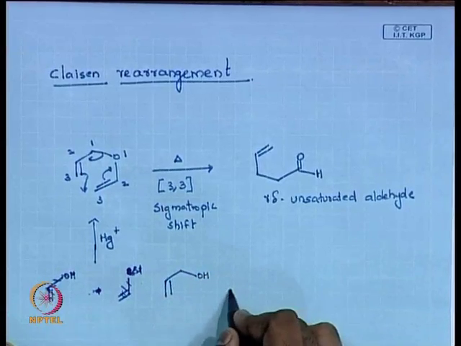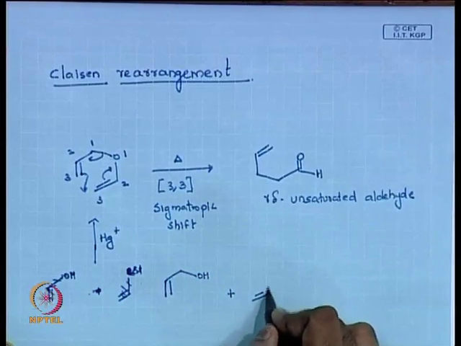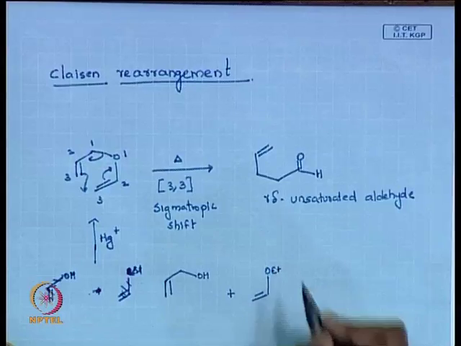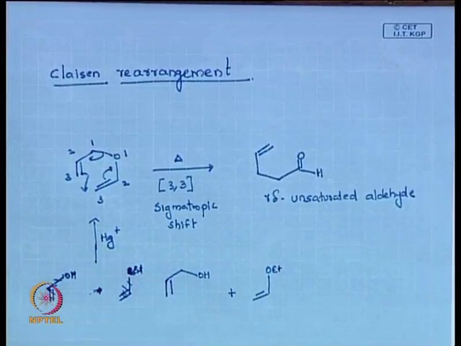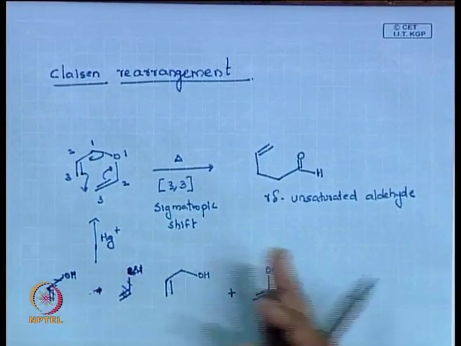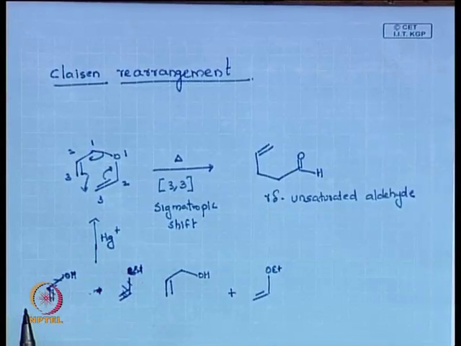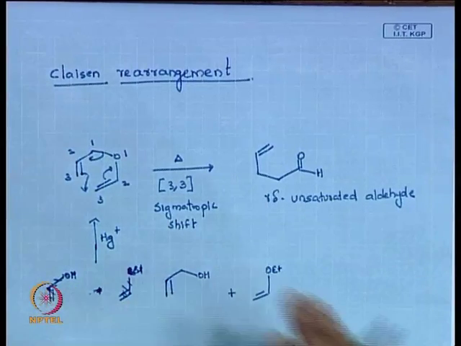Take your allyl alcohol plus... So, this in mercury salt you end up with this product, right. And then you just warm the reaction, you get your Claisen, which is you end up with your unsaturated aldehyde. Fine. This is your Claisen rearrangement.